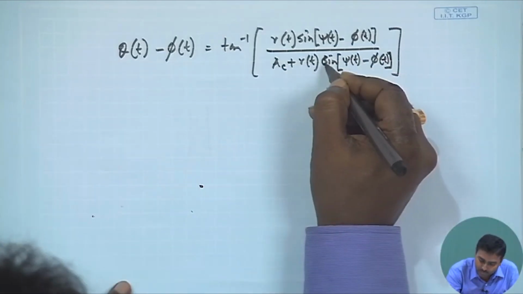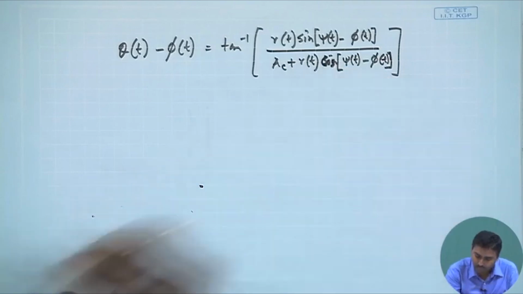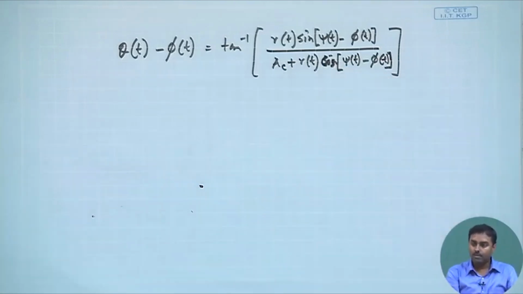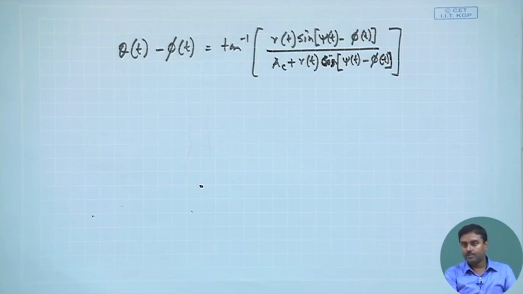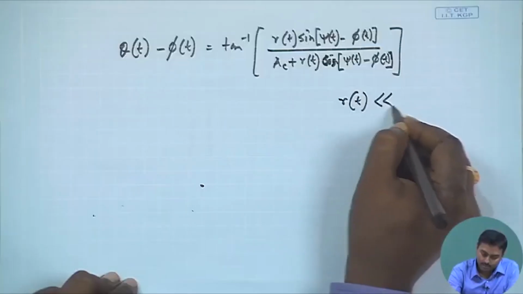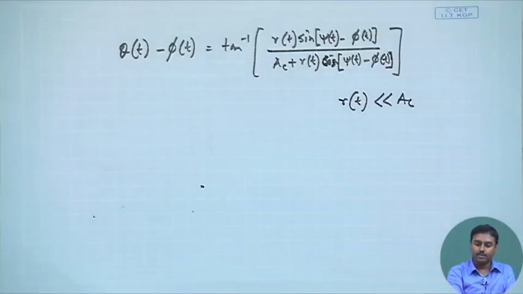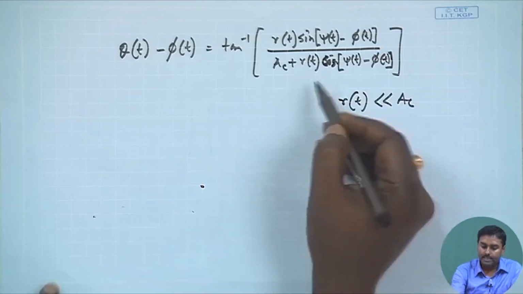Sorry, this should be cos. Okay. So, that is all fine. Now, whenever we are doing analysis of noise, we expect that noise has lesser power compared to my actual signal or that AC. So, basically my RT should be always much lesser than AC, that approximation we can always take. So, immediately I can neglect this part.